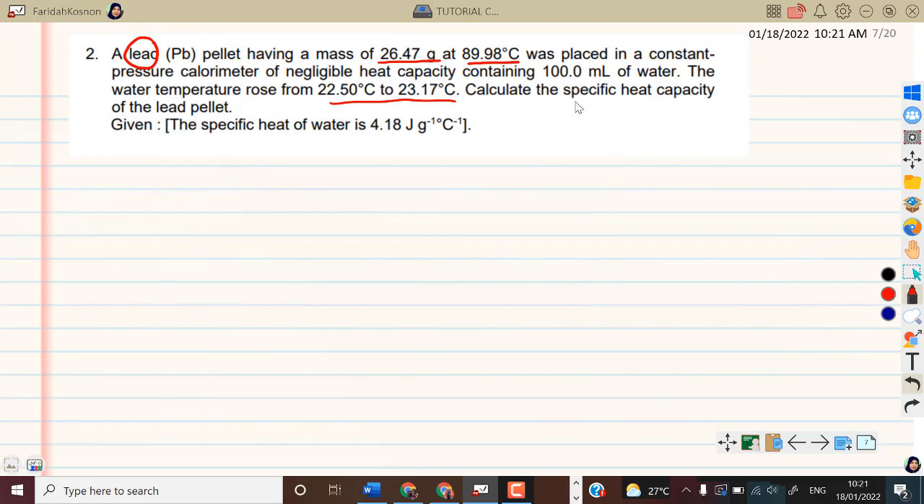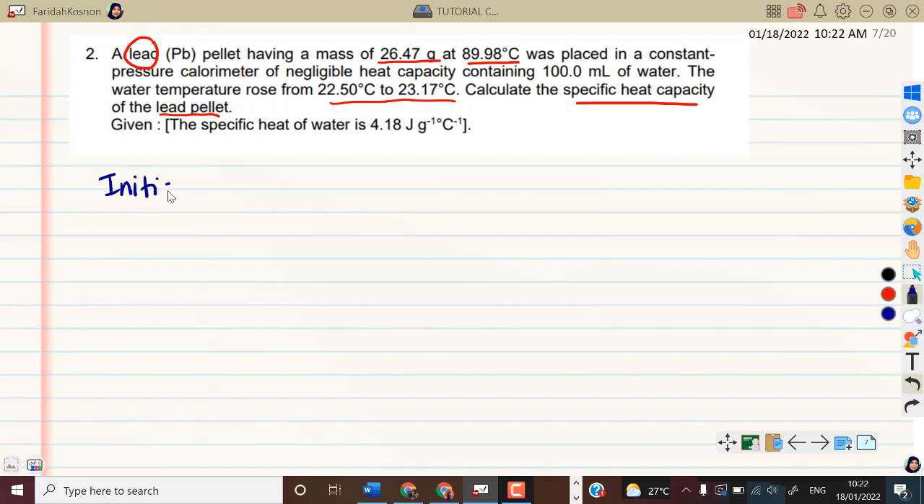So you are going to calculate the specific heat capacity of the lead pellet. So every object, every substrate has their own specific heat capacity. Okay, so how we are going to solve this question? So macam mana kita nak selesaikan soalan ini? So kita kena fahamkan betul-betul konsep calorimetry ni ya. Okay, so it is better. Adalah sangat baik kalau kita gambarkan apa yang dinyatakan dalam soalan ini dalam bentuk gambar rajah lah. Saya suka macam tu.